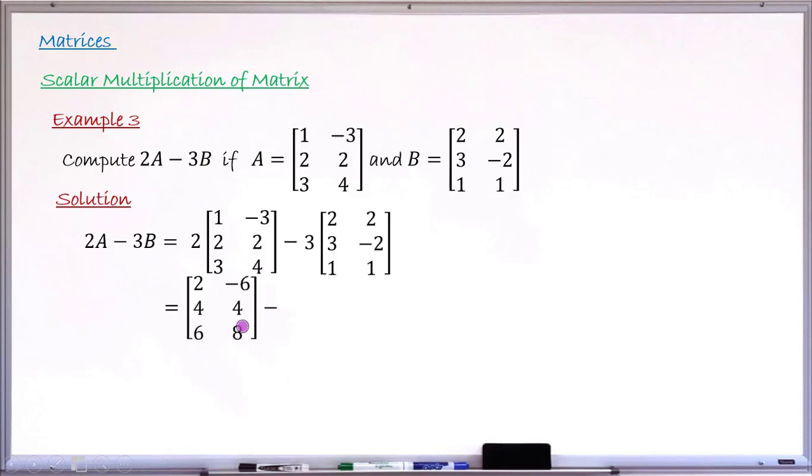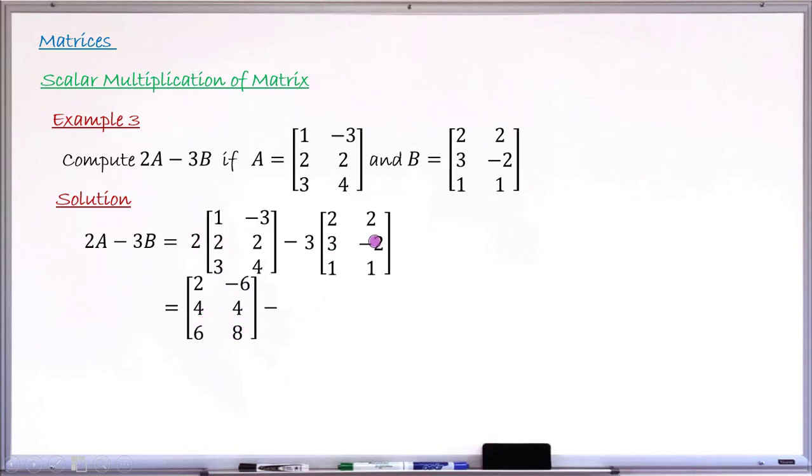Let me do that. So I'm going to have, after this scalar multiplication, 2 times the first matrix: you are going to have 2, minus 6 in the first row, 4 in the second row, 6, 8 in the third row. How I obtain that is 2 times this one gives you 2, 2 times minus 3 gives you minus 6, 2 times 2 gives you 4, 2 times 2 gives you 4, 2 times 3 gives you 6, and 2 times 4 gives you this 8.